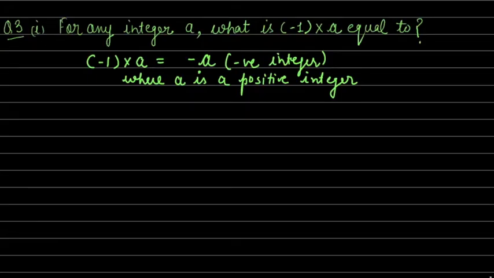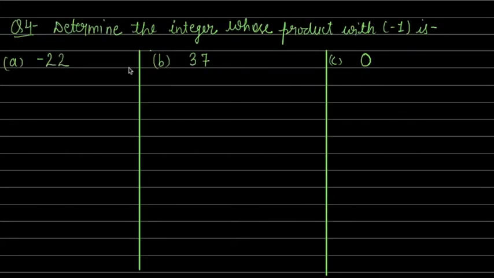Now this question has a second part. The second part says, determine the integer whose product with -1 is -22, 37 and 0. So first part is, it means you have to assume one integer and the product of that integer with -1 should be equal to how much? -22. So if I assume, let the integer be x.